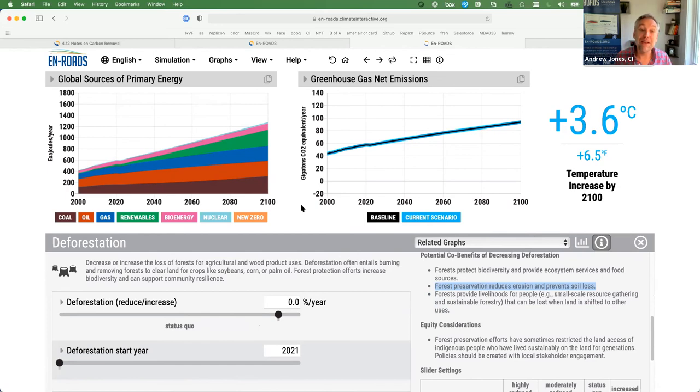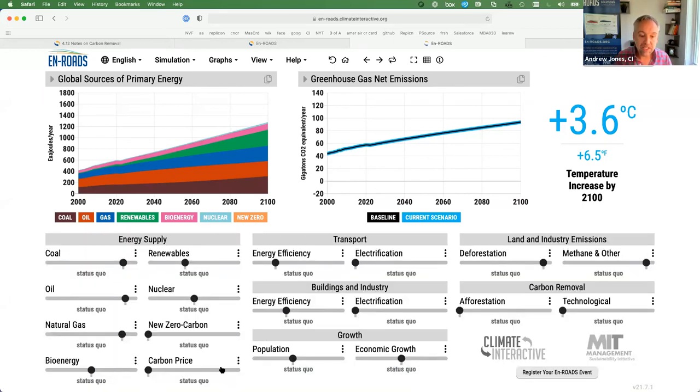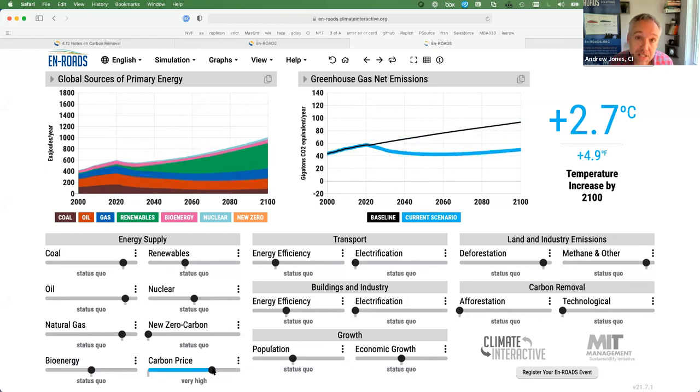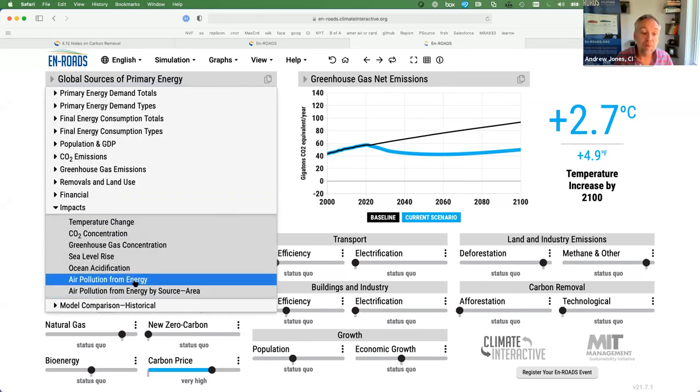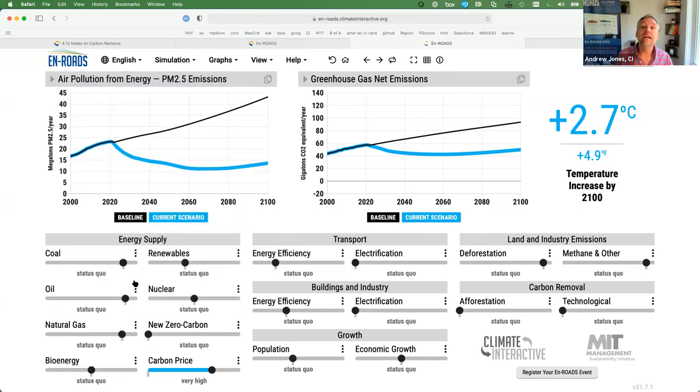Okay, someone though did mention, let's talk about PM 2.5 and air quality. I'm going to show that in the context of, say, a carbon price, because less coal, then we get to go down here to impacts, air pollution from energy. And this is such a beautiful point to show. We talked about not just helping the grandchildren. If we enacted a carbon price and anything else that keeps coal in the ground soon, look at what year air pollution goes down. Air pollution from energy, PM 2.5 emissions, drops in 2022.